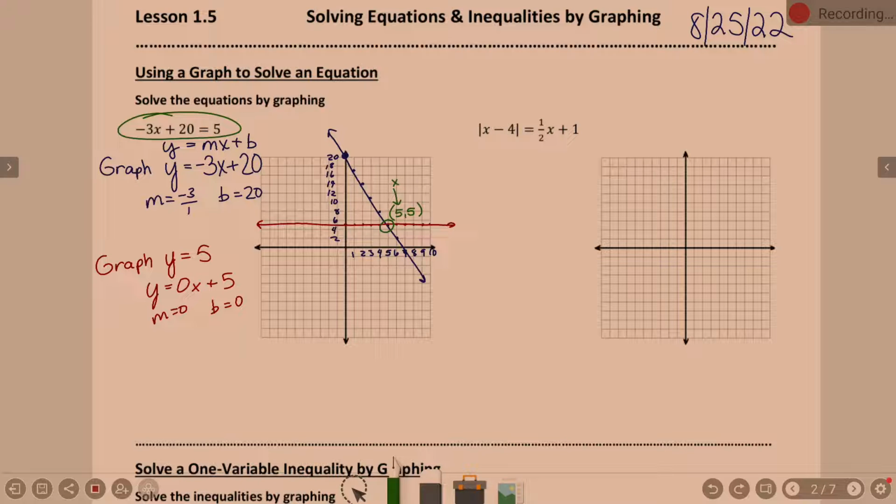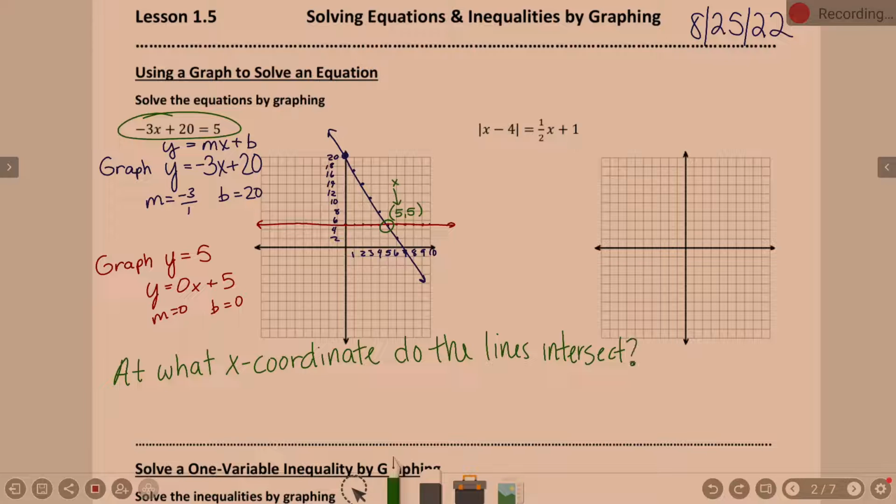Okay? And so in order to answer this, and I'll write it this time so you have it, at what x coordinate do the lines intersect? And this is true for both, so you can take it all the way across. And in this case, it is, I'm just going to put it up here, x equals 5. Okay?